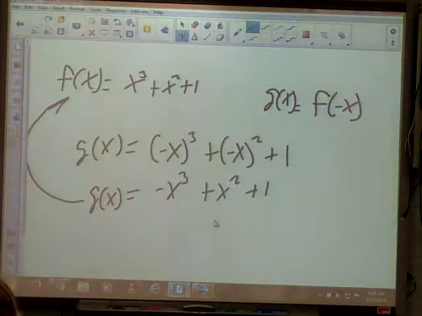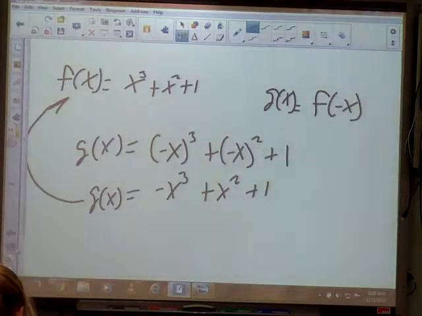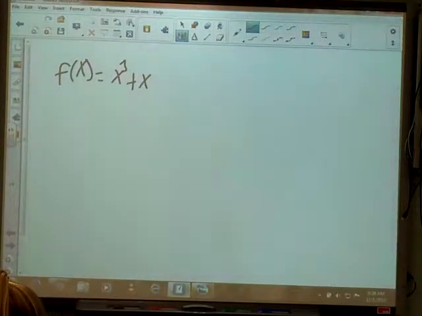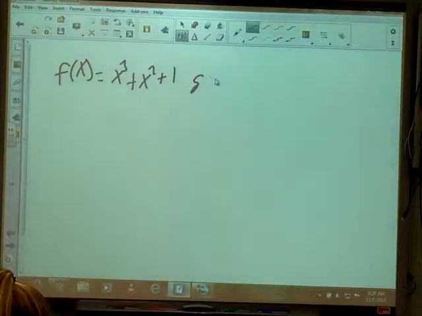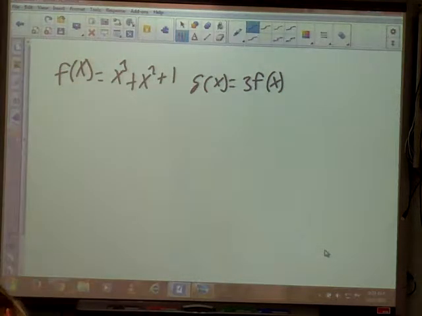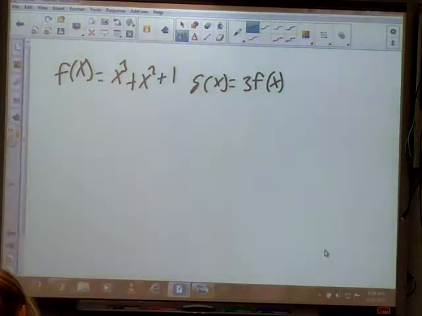Yeah, let's do another one like that. That one was fun. We're going to let f of x be the same thing again, x cubed plus x squared plus 1. And we want g of x this time to be 3 times f of x. Alright, so first off, what are we going to be doing to it? Vertically or horizontally? Vertically. Yes. Everybody see what Macy said? This is going to be a vertical stretch of 3.